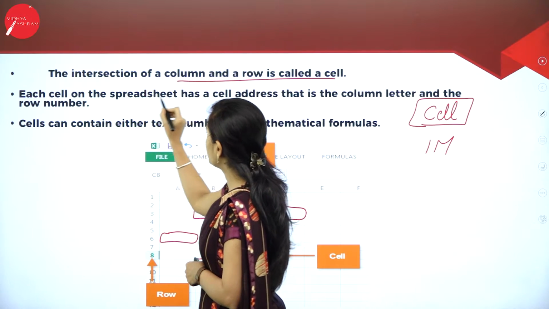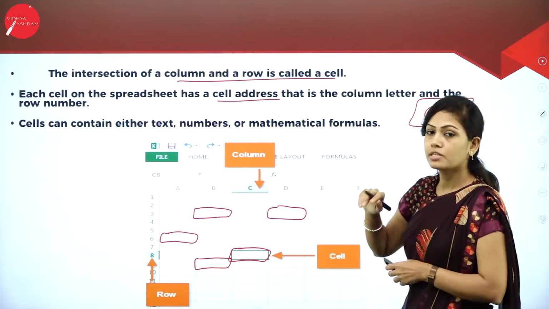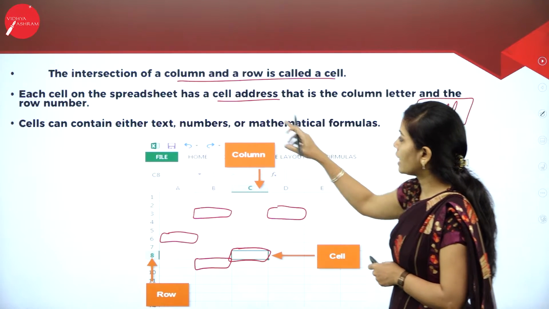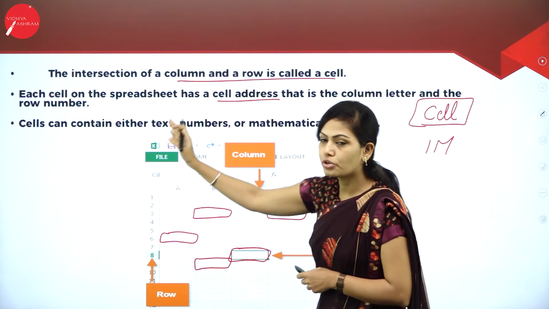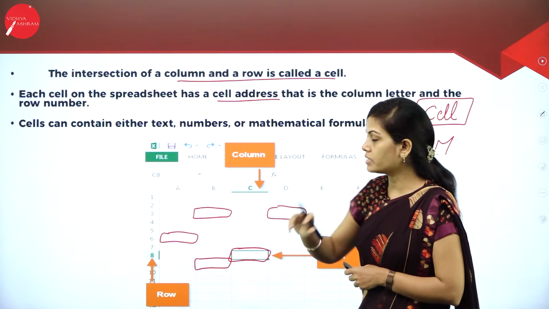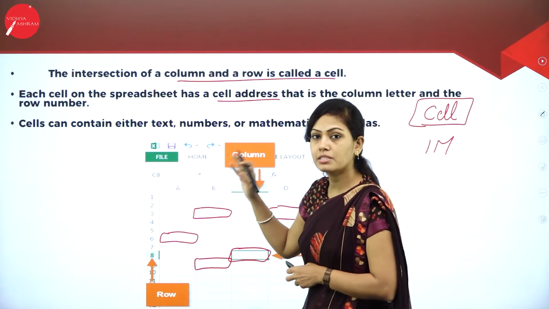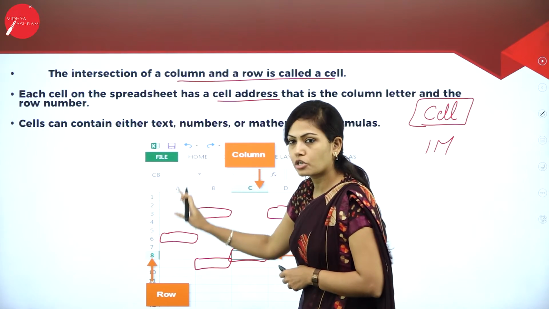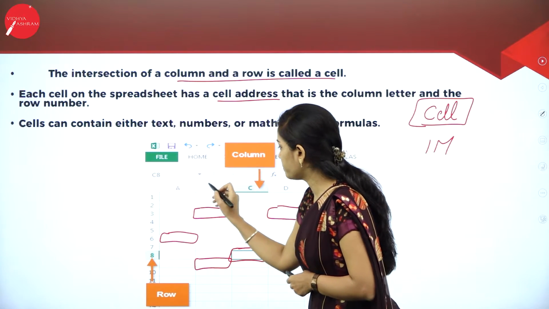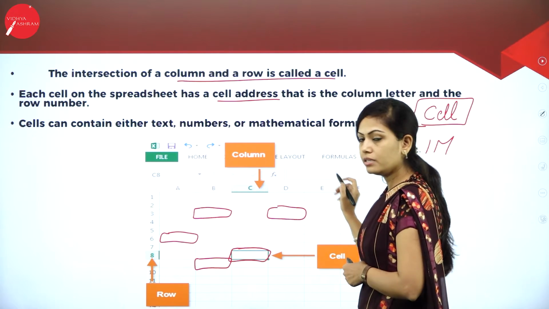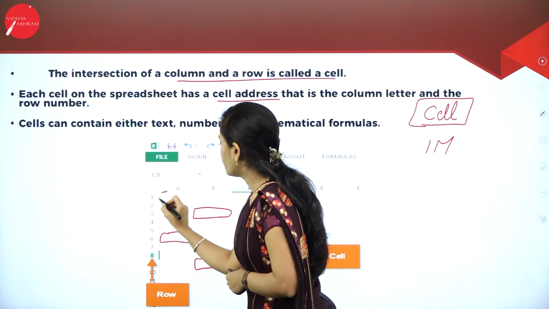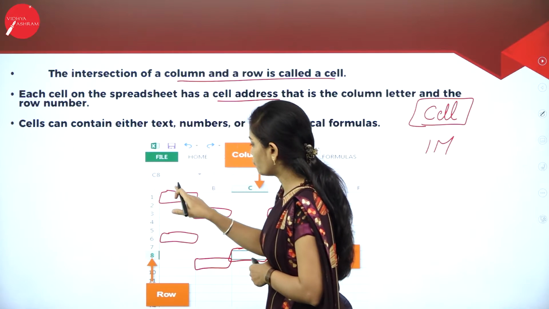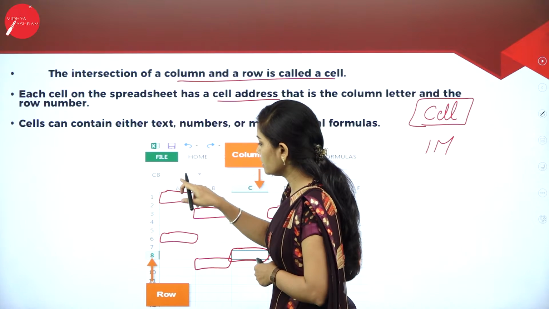Each cell on the spreadsheet has a cell address. That is the column letter and the row number. So what is a cell address? Each cell has a cell address, that is the column letter A, B, C, D, E, F and row numbers. So the first cell address I will consider is A1.